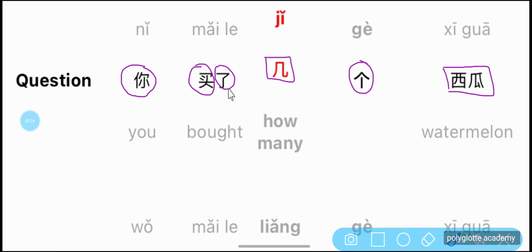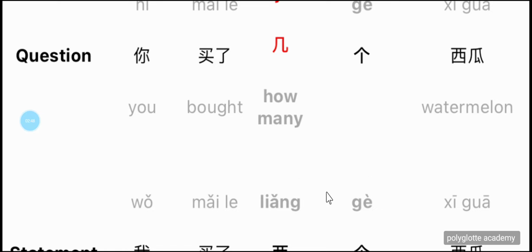So 你买了几个西瓜? You bought. So the question is 你买了几个西瓜? How many watermelon did you buy? Sorry for that. We never put the translation here, but the translation will be: How many watermelon did you buy? So how many? This is it. 非常好. 你买了几个西瓜? How many watermelon did you buy?